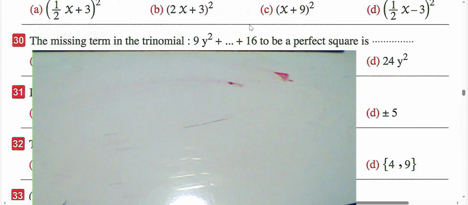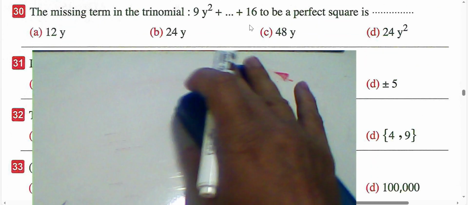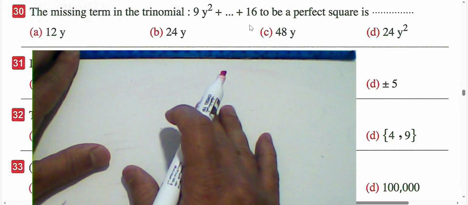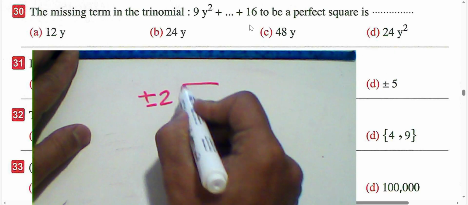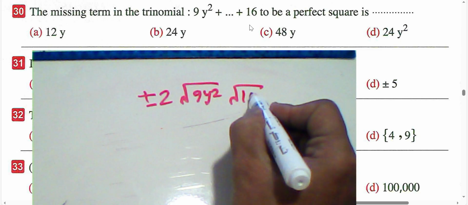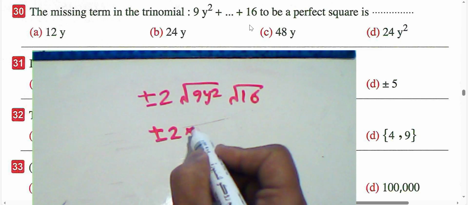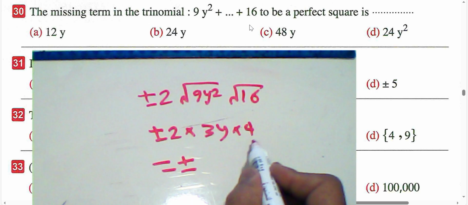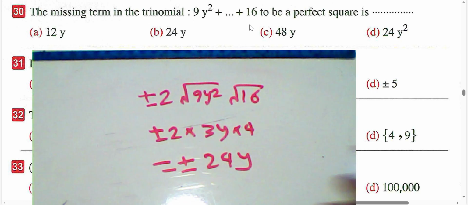Next question. The missing term, this expression, will we have a perfect square. In a perfect square the middle equals positive or negative 2 times the square root of the first times the square root of the third. Write positive or negative 2 times y, 3y times 4. Write positive or negative 2 times 3 is 6, 6 times 4 equals 24, and write y.